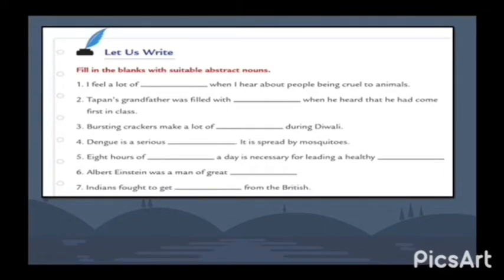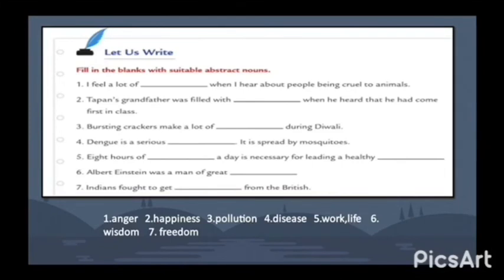Bursting crackers make a lot of dash during Diwali. Pollution. Dengue is a serious disease. It is spread by mosquitoes. Eight hours of work a day is necessary for leading a healthy life. Albert Einstein was a man of great wisdom. Indians fought to get freedom from the British. So the answers are anger, happiness, pollution, disease, work, life, wisdom and freedom.